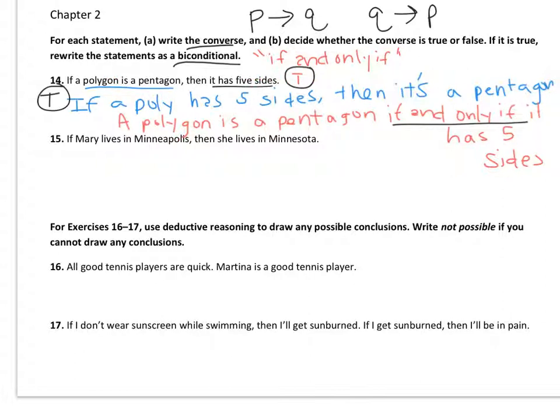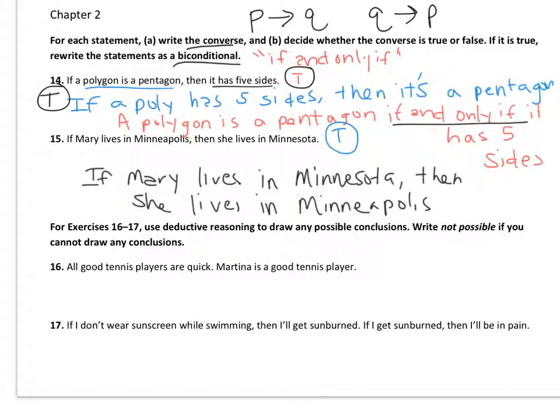Okay, for number 15, if Mary lives in Minneapolis, then she lives in Minnesota. Well, Minneapolis is in Minnesota, so that's true. So now I'm going to write the converse. So the converse is if she lives in Minnesota, then she lives in Minneapolis. Well, that statement's false because you can live in other places in Minnesota that are not Minneapolis.